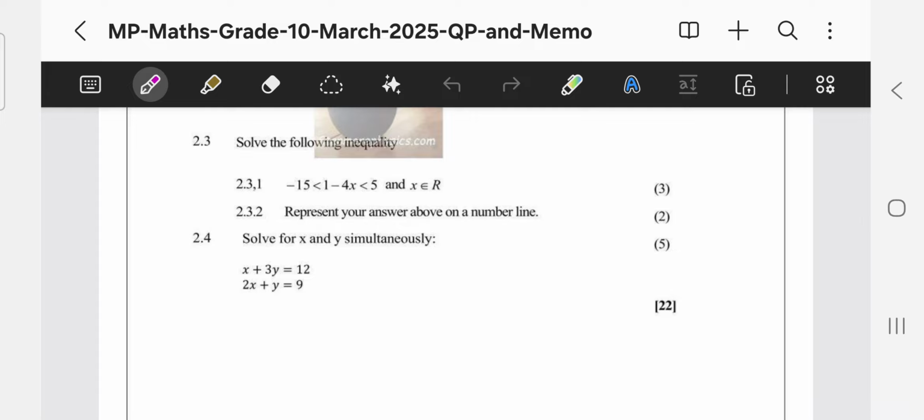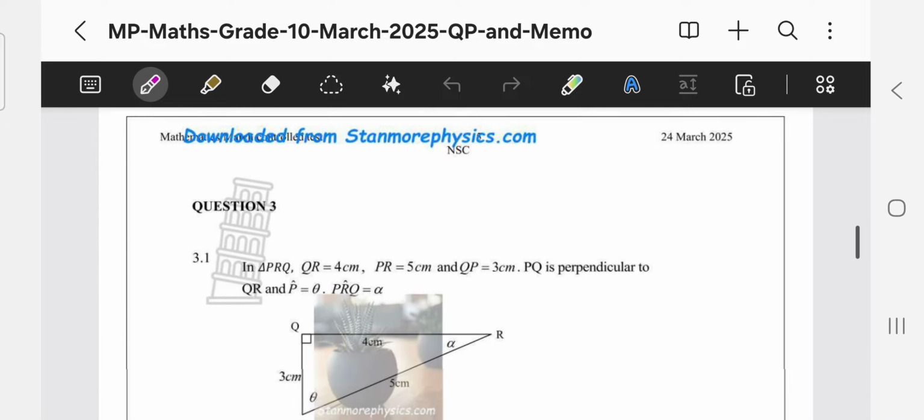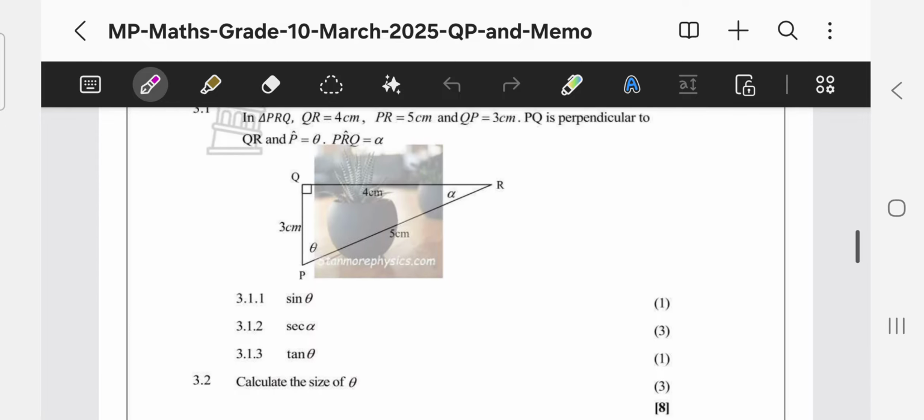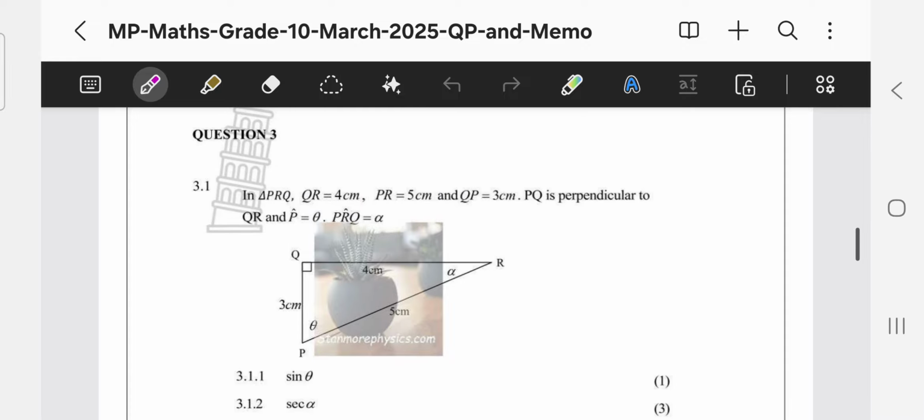So that brings us to the end of question 2, and we are now ready to go on to question 3, which is based on trigonometry. So let's read. It says, in triangle PQR, QR is 4 centimeters, PR is 5 centimeters, and QP is 3 centimeters. PQ is perpendicular to QR. Angle P is theta, so we see that here's angle P, that's theta. Angle PRQ is alpha. So here is PRQ, which is alpha.